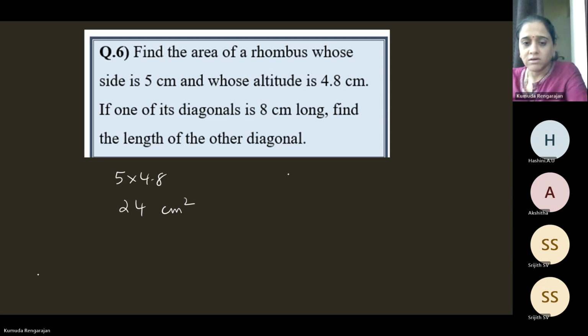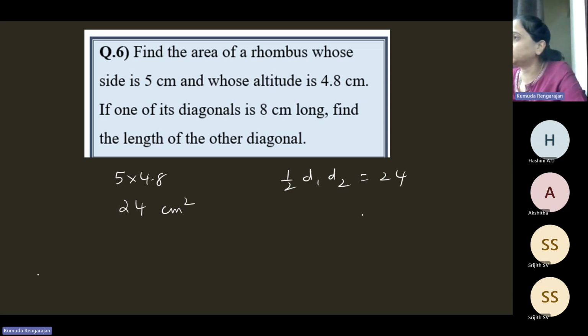Now half D1 D2 is equal to 24. Why is half D1 D2 24? Because this is the other formula to find the area. This is the same rhombus. We found its area already using base into height and got 24. The same answer you should get when you use half D1 D2.